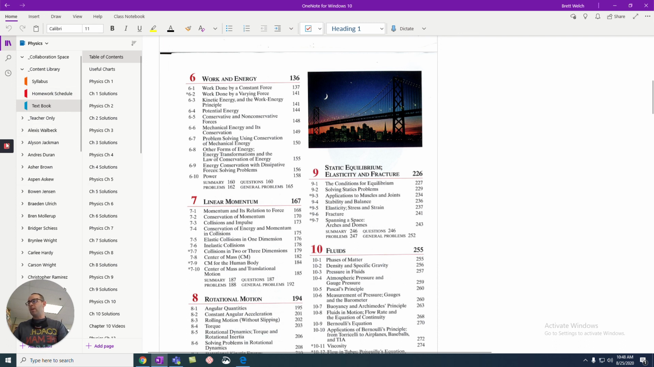Hopefully that'll help. Again, this is principles and physics. Hopefully that helps you get through how to maneuver your way in OneNote.